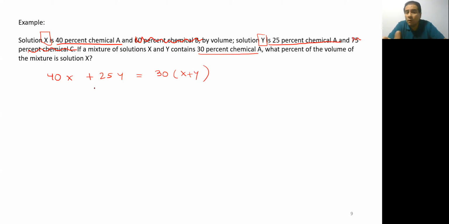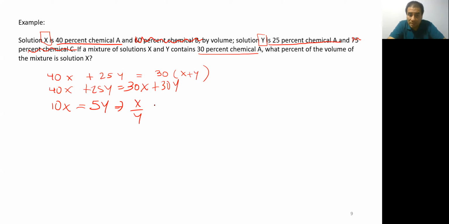The proportion of the two weights, which is actually the volumes of the liquids. So here, 40x plus 25y equals 30x plus 30y. And here we have then 10x equal to 5y. And from this, x over y equals 5 over 10, or 1k over 2k.